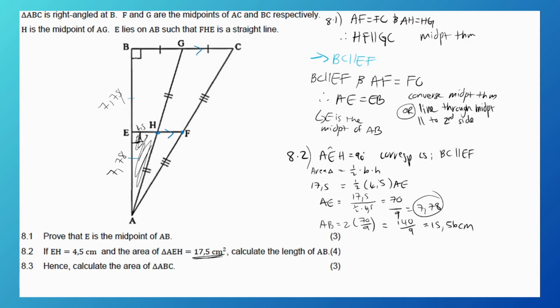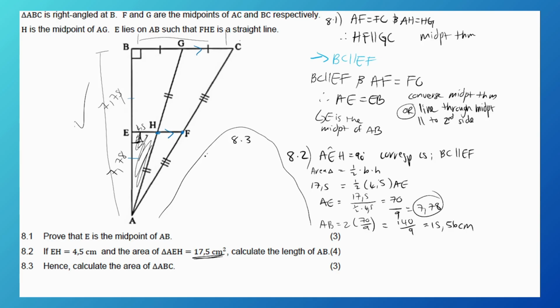Now they're asking for the whole ABC's area. So we have this distance sorted. We need this distance, right? Because those are the two that are perpendicular. That's your base and your height. So what you're going to do is first find BG, which we should know because of the midpoint theorem or its converse. In this case, you can use either, depending on what information you write down. This one will be double 4,5, which is 9.